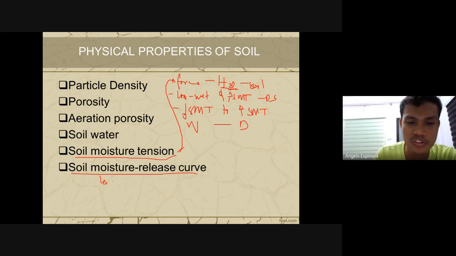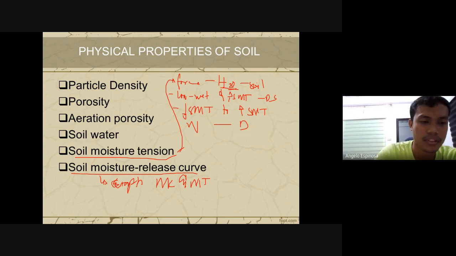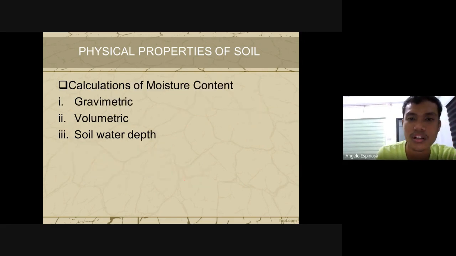A graph that's showing, this is a graph, kasi curve siya, it is a graph that's showing a relationship between moisture content and the moisture tension of the soil and the characteristics of soil itself. Relationship po ng moisture content and moisture tension of the soil. Okay? So, it's a graph. Pag curve, it's a graph. So, there is a calculation of the moisture content.